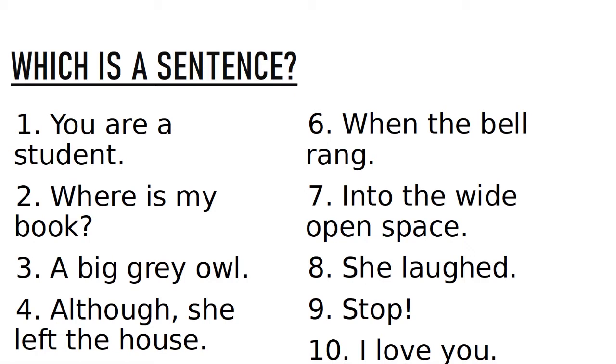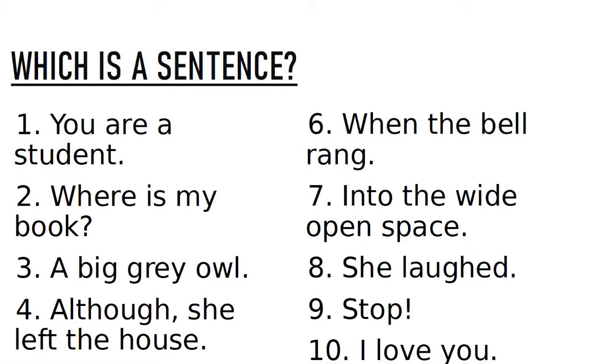Number 7, into the wide open space. No, this is not a sentence. This is actually a prepositional phrase. So we need a subject and a verb before it, such as the girl ran into the wide open space. Number 8, she laughed. Yes, this is a sentence. She is the subject, laughed is the verb. A sentence does not always need an object.